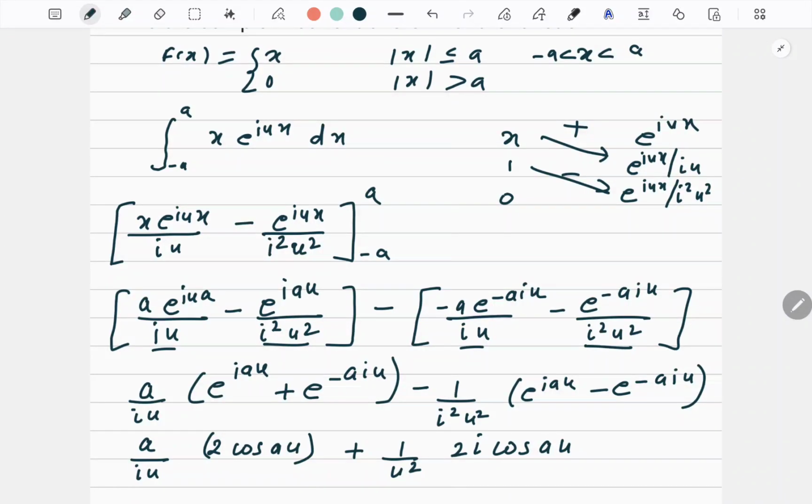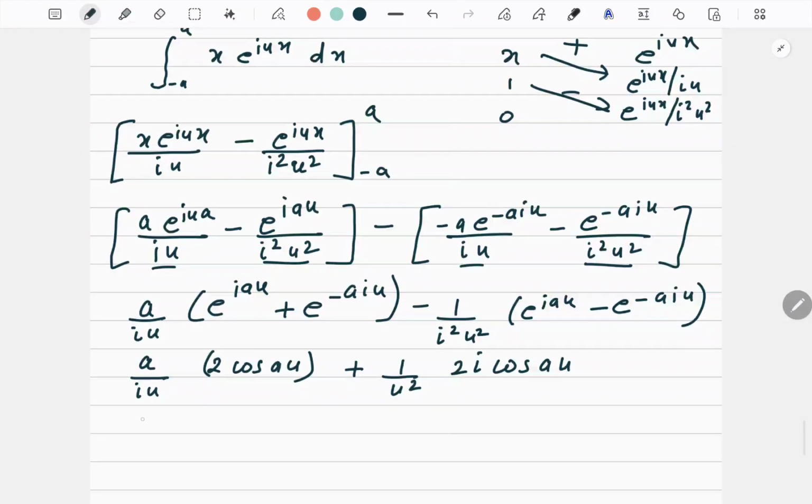Okay? And here, since I don't like i in the denominator, I'll rationalize it. So I'll get one i in the numerator. So the denominator will become i square, because basically I am doing i upon i. So i into i becomes i square. i square is minus 1. So minus 2ai cos au upon u plus 1 by u square 2i cos of au.